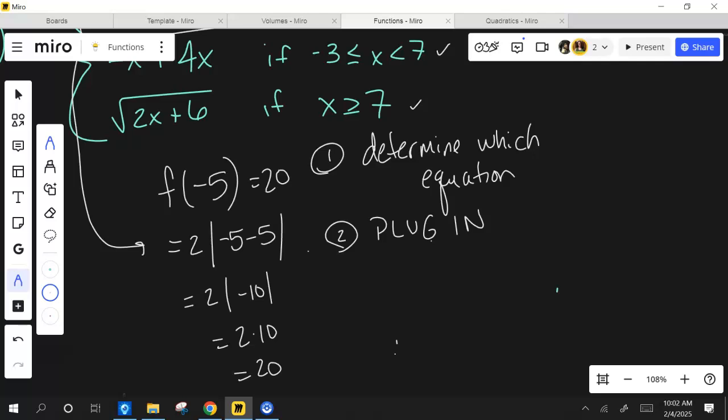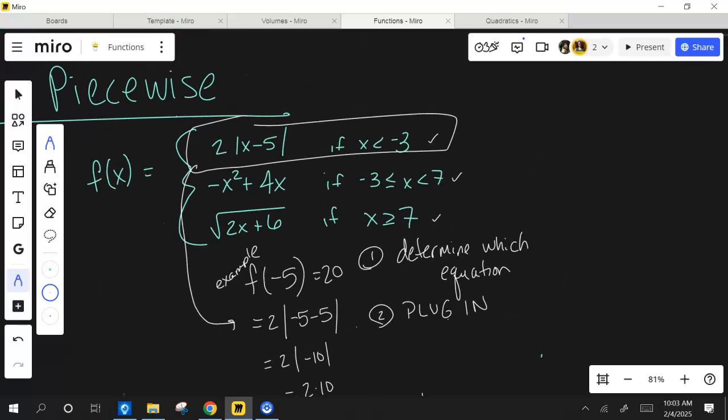That's easy. This is an example. What is f of negative 5? It's not, green is the only problem. Yes.